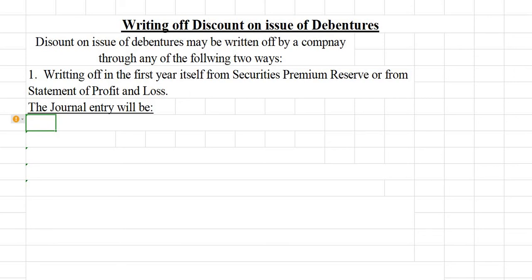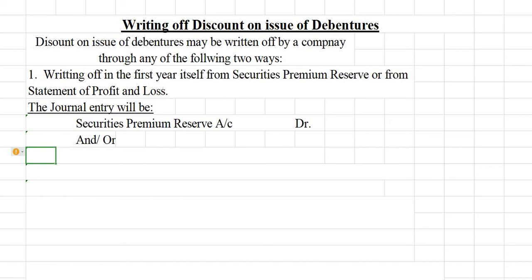So the journal entry can be written like this: securities premium reserve account debit. First it should be written off from the securities premium reserve. So securities premium reserve account debit and or statement of profit and loss account debit. Okay, that means first it will be written off from the securities premium reserve. Then if something is left, the remainder should be written off from the profit and loss account.